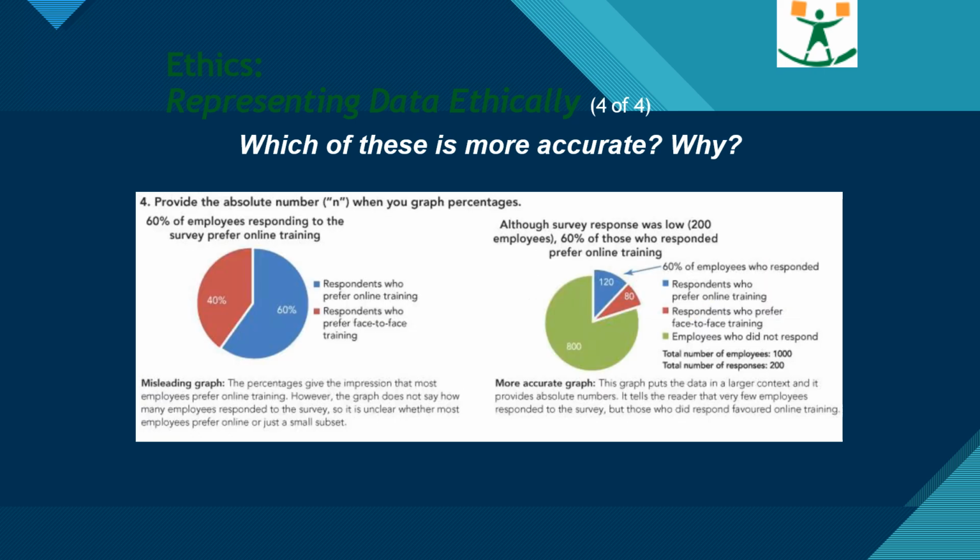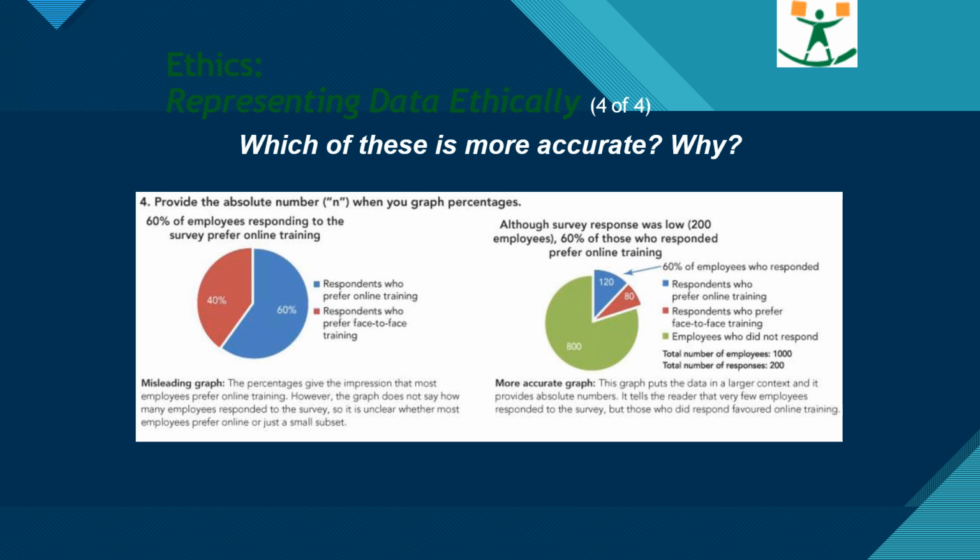Provide the absolute number, n, when you graph percentages. A set of images shows how to represent data ethically. Image on the left is the misleading graph. The percentages give the impression that most employees prefer online training. However, the graph does not say how many employees responded to the survey, so it is unclear whether most employees prefer online or just a small subset.